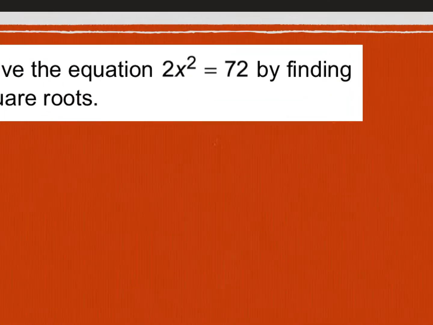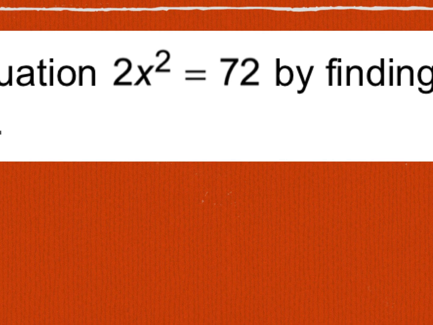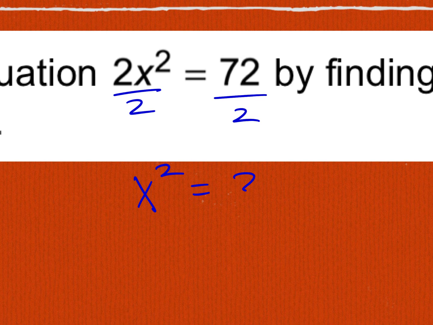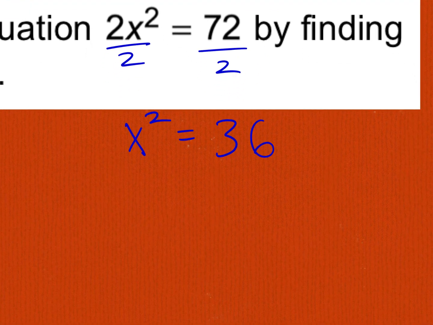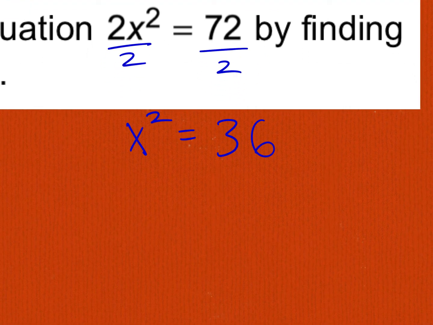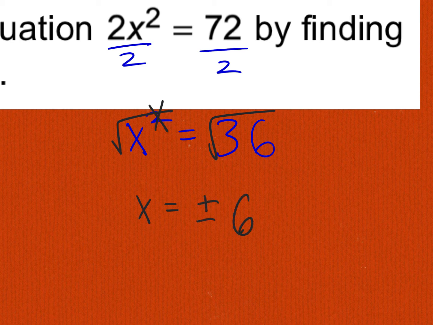We're doing the same thing here. What do I need to do to solve for x? Divide by 2. What is 72 divided by 2? 36. What do I do next? Take the square root of both sides, so that cancels. So I have x is equal to plus or minus 6. And the square root of 36 is 6, because 36 is a perfect square.